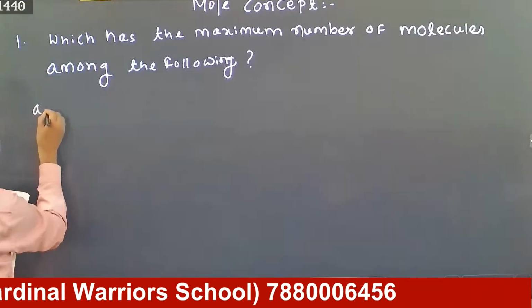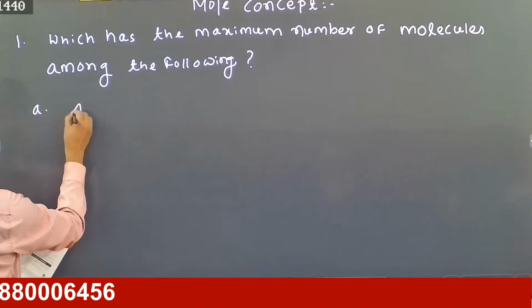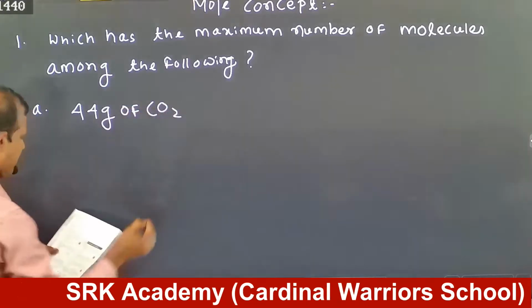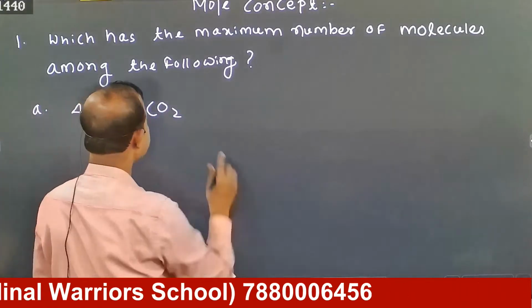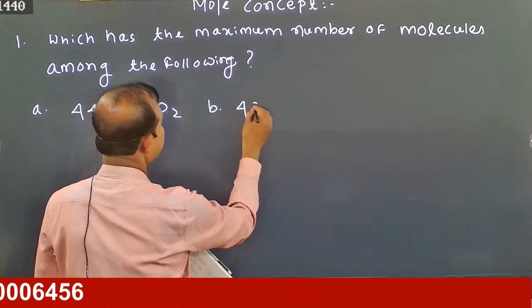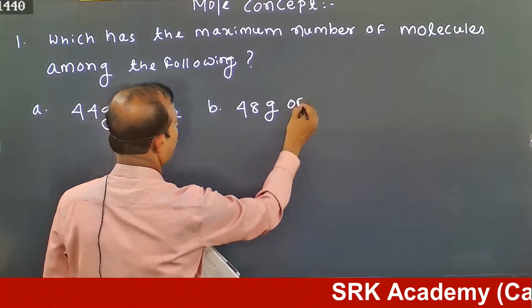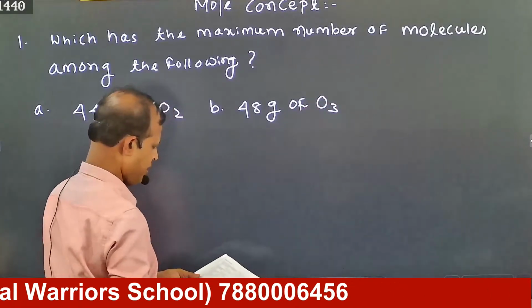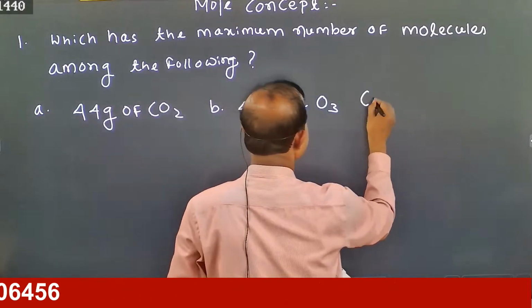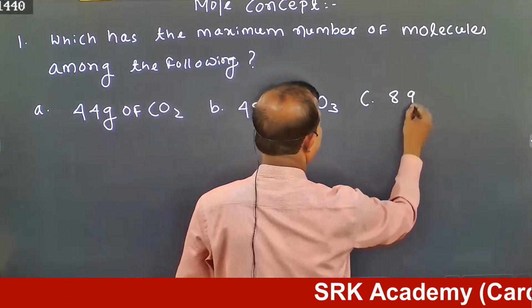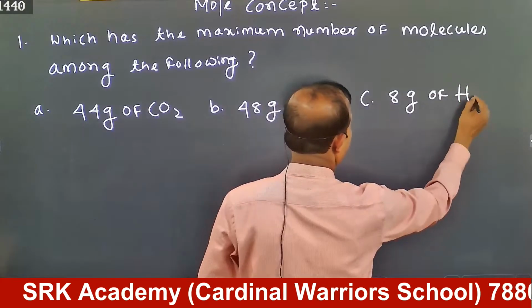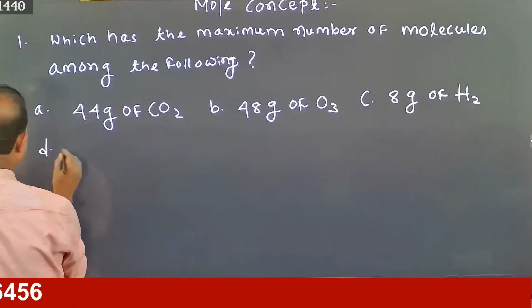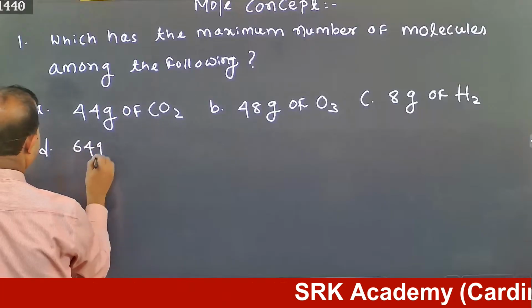A: 44 gram of CO2. B: 48 gram of O3. C: 8 gram of S2. D: 64 gram of SO2.